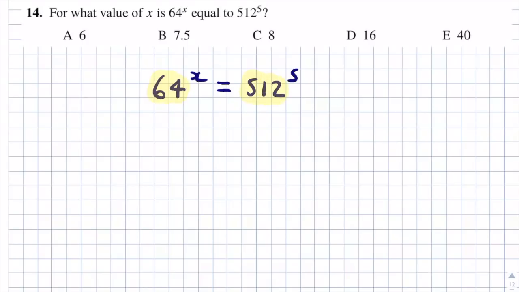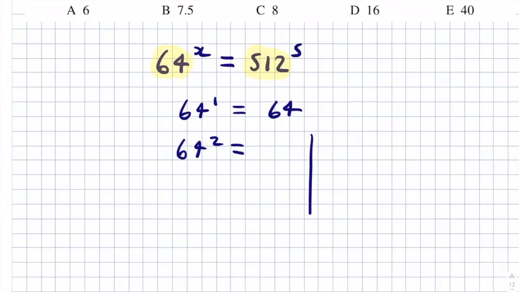And what we need to think is, what power do I need to raise 64 to in order to get 512? Obviously, I know 64 to the power 1 is 64, so x must be greater than 1. What about if I square 64? If I square 64, is it going to be bigger than 512? Okay, so what I can do is I can draw a grid.